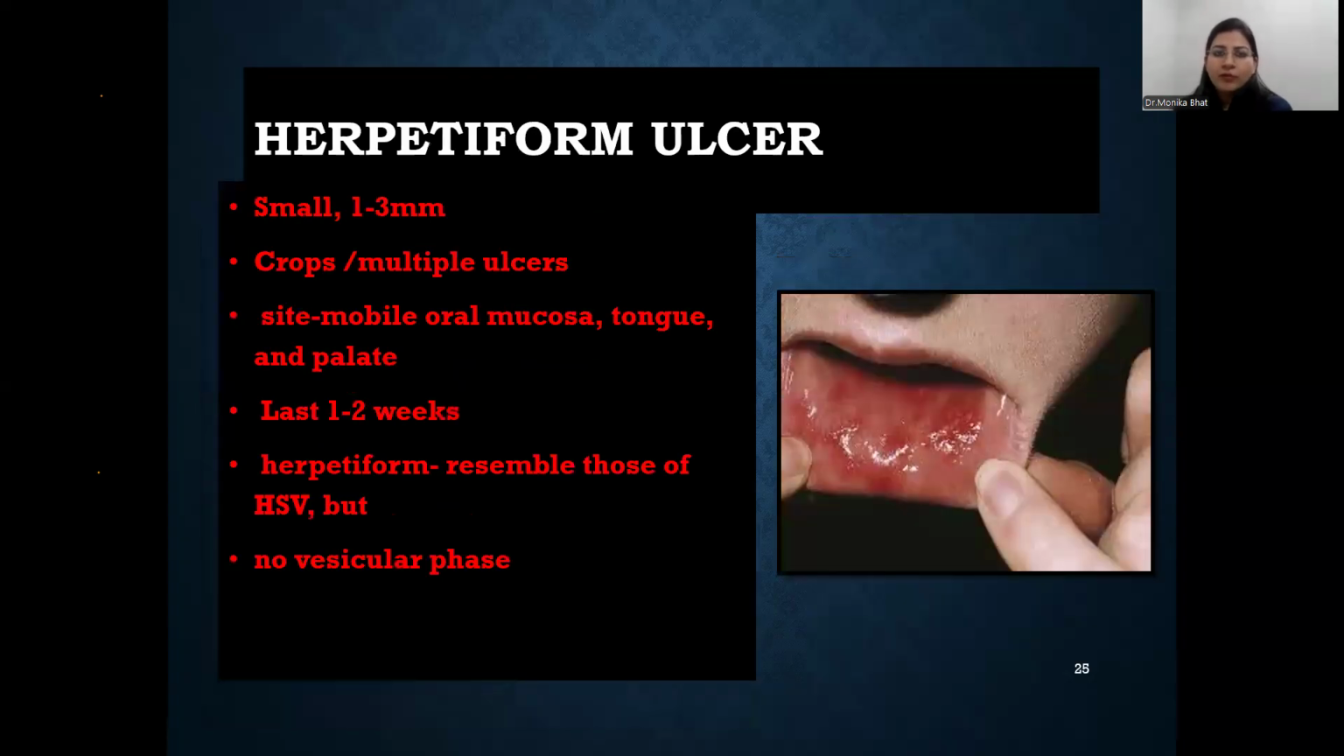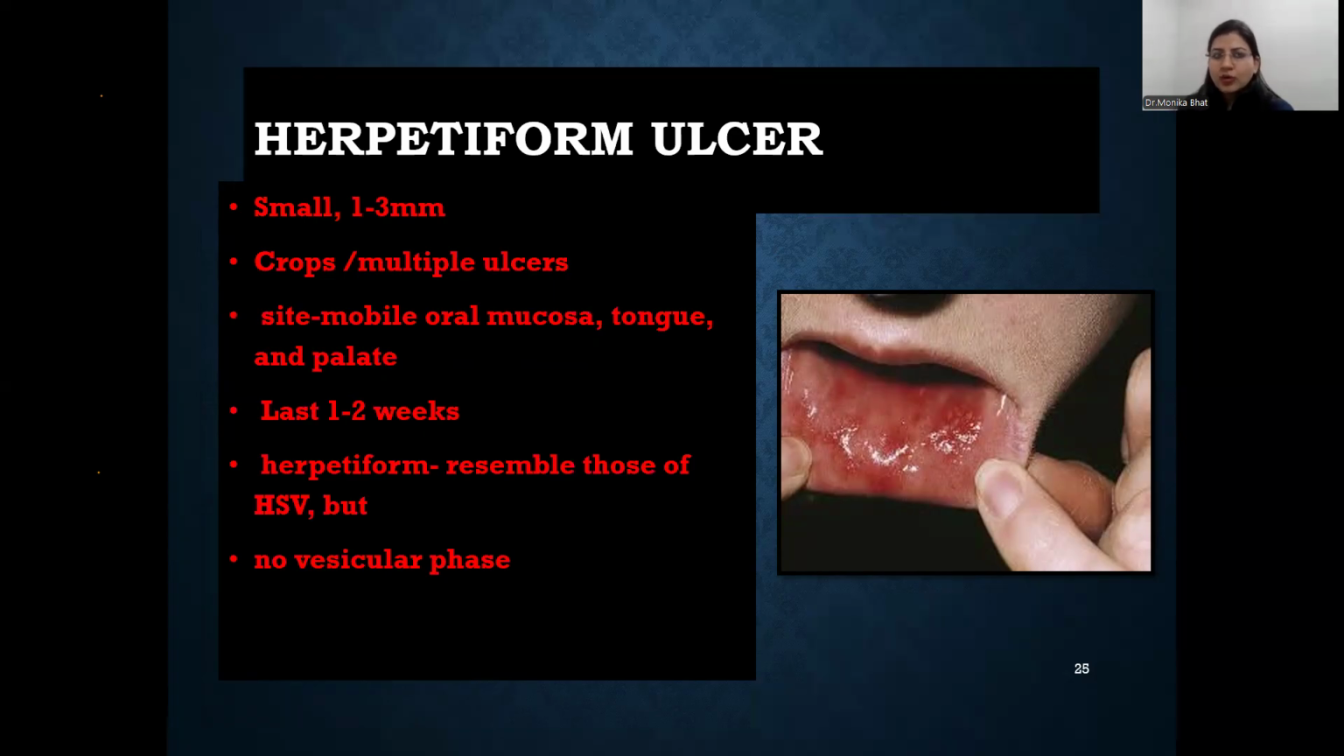Then the herpetiform ulcer is another form of recurrent aphthous stomatitis, where there is formation of multiple ulcers, 1 to 3 mm, in crops. This lasts for 1 to 2 weeks.